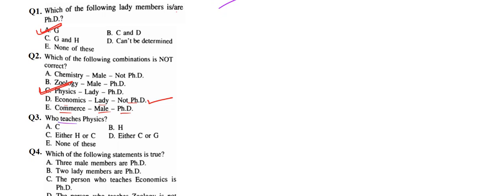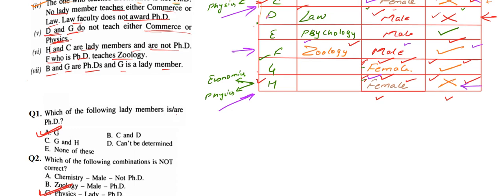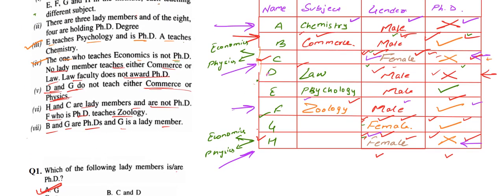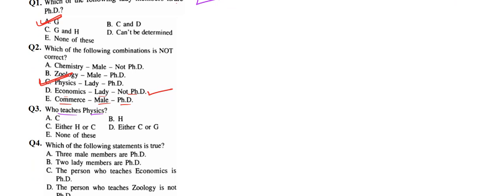Now we have who teaches physics. So let's check who is teaching physics. Now you can see we have two options for physics. This is one, that is C, other one is H. So our answer can be either C or H. So you can see here either H or C. So our correct answer will be option number C.